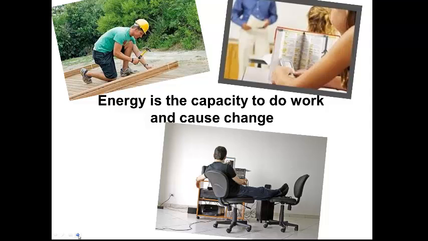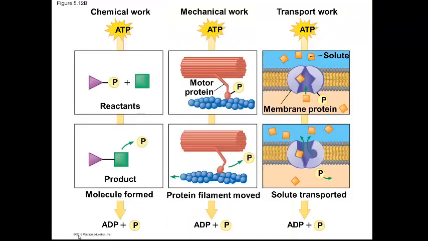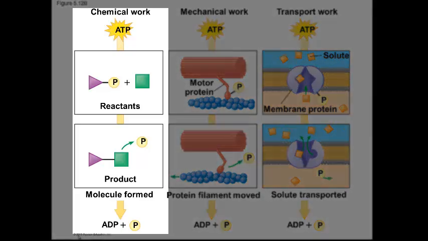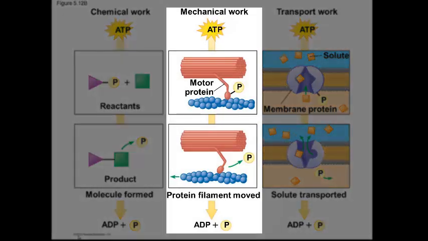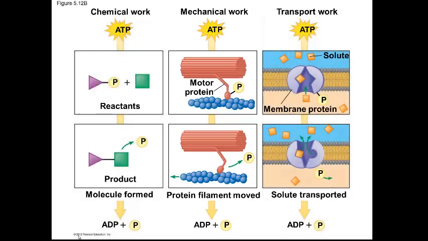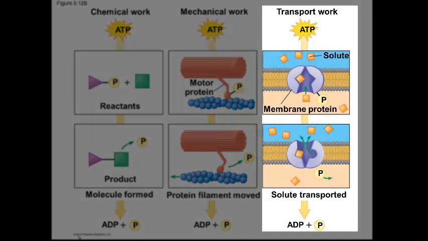But in biological systems, the cell performs three kinds of activities that we refer to as work. Chemical work, such as building molecules; mechanical work, such as any kind of movement, so muscle contraction, or those motor proteins moving vesicles would be examples; and then transport work. And since energy is required for this, it is going to be active transport.